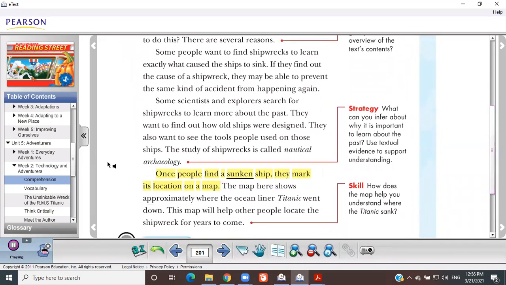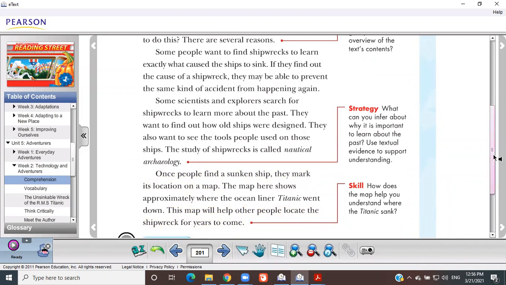Once people find a sunken ship, they mark its location on a map. The map here shows approximately where the ocean liner Titanic went down. This map will help other people locate the shipwreck for years to come.